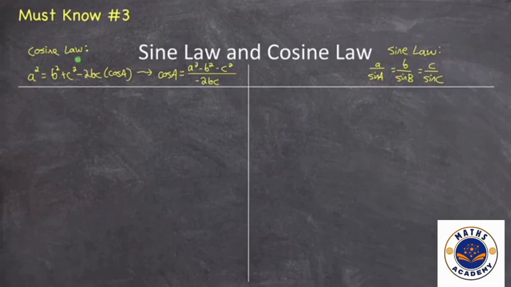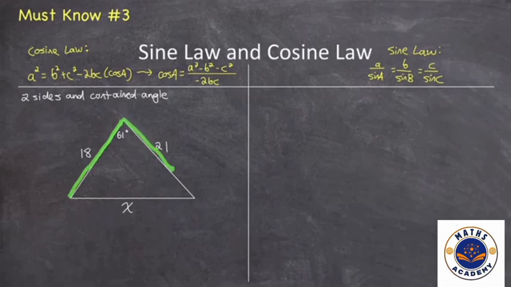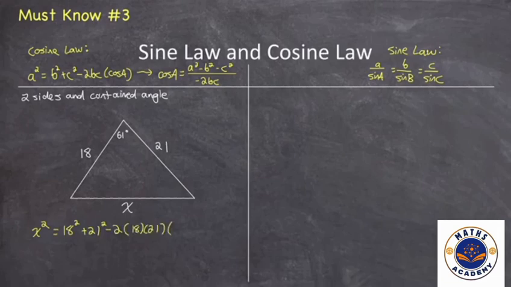The scenario where we use cosine law to find a side length is when you know two sides and the angle contained by those two sides in a triangle. So notice in this triangle we know two sides and the angle contained by those two sides, so we could solve for the opposite side using cosine law. If I follow the pattern of cosine law, it tells me that the unknown side squared equals the sum of the squares of the other two sides minus 2 times the product of the known sides times cosine of the angle contained by the two sides.